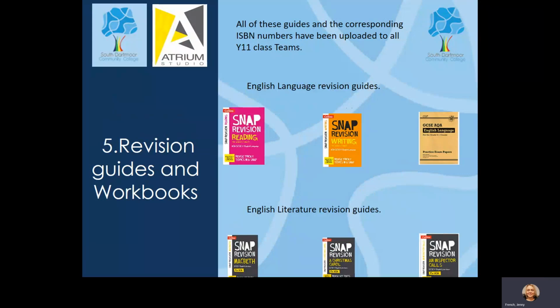The brown envelope on the far side of the screen contains two English Language 1 papers and two English Language 2 papers. Absolutely invaluable practice. For English literature, again, the Snap Revision for Macbeth, A Christmas Carol, and An Inspector Calls. Fantastic books, which are relatively inexpensive as well compared to other guides out there.